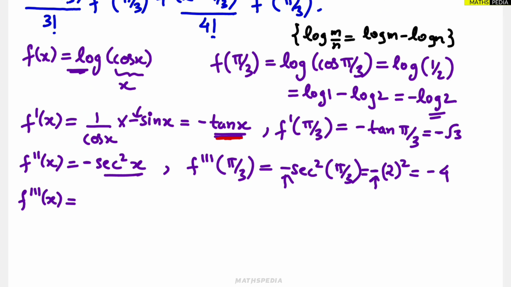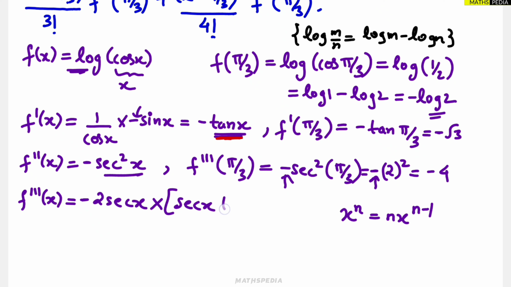So secant square x, minus we keep it outside. Secant square x differentiation will be what? See, x power n differentiation is n x power n minus 1. The same thing we are doing here. Secant square x is basically secant x the whole square. 2 will come in front, so 2 into secant x. Again differentiation of secant x, chain rule, so that is nothing but secant x into tan x.